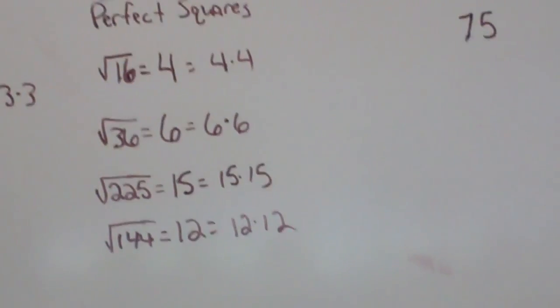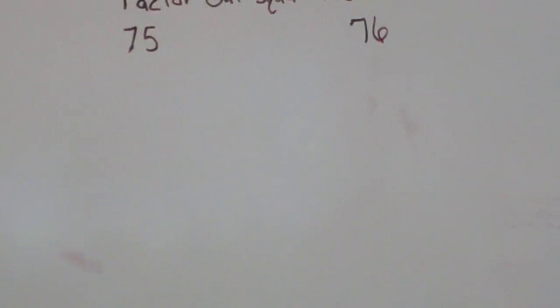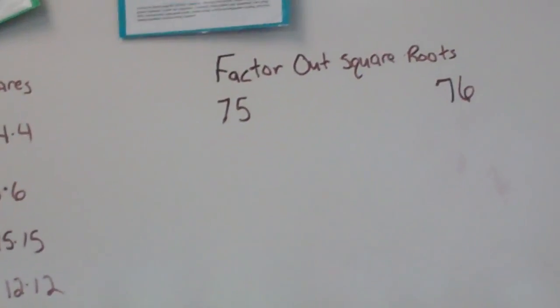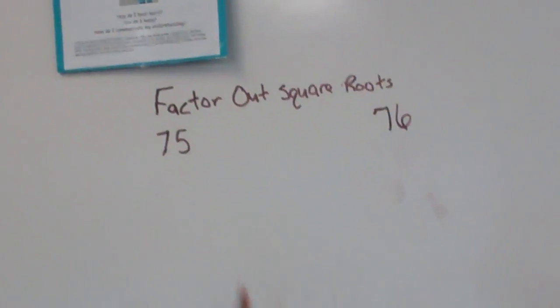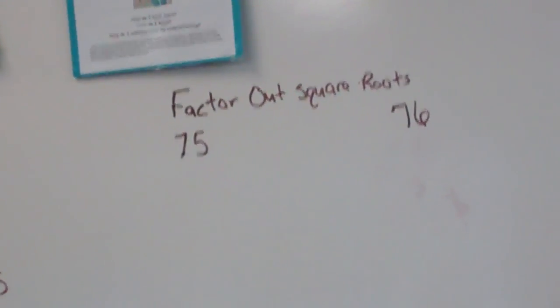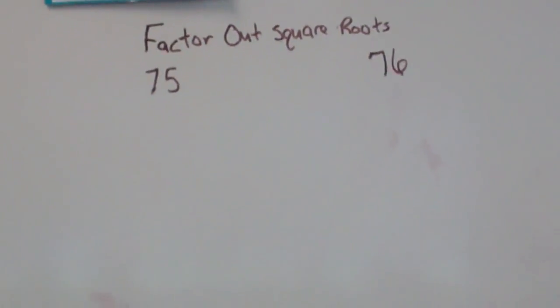Wonderful. All right. Next one, the factor out square roots. Can anybody tell me what the prime factorization of 75 is? Or how I would do the prime factorization for 75?